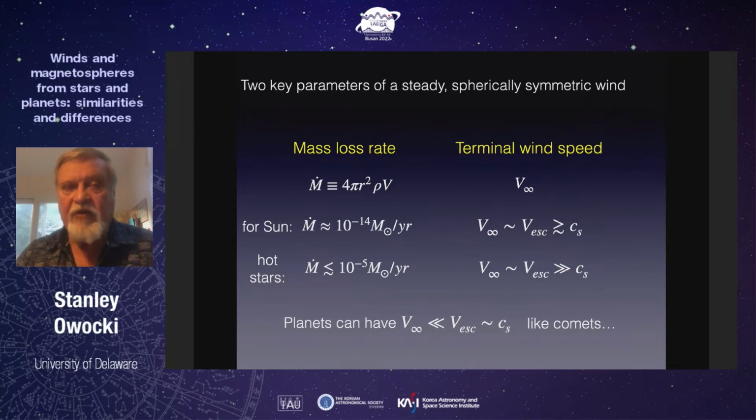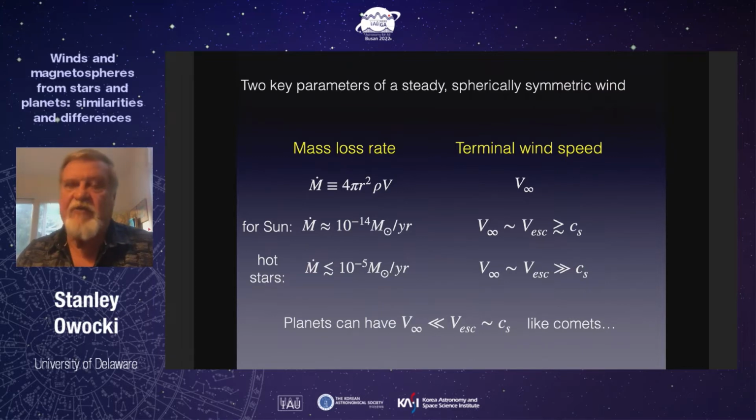Now, when you go to hot stars, the mass loss rates can be much, much higher, up to about a factor of 1 billion higher than the solar wind. And this can actually then change the mass of the star over the course of its lifetime, at least in principle. And again, the winds have speeds that typically are of the order of a few times the escape speed.